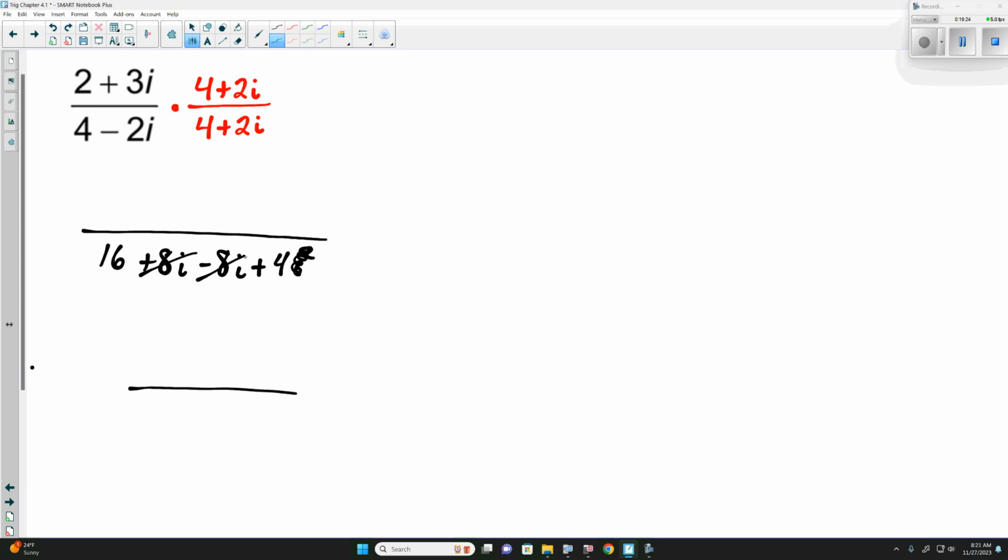Our 8i, negative 8i cancel, and 16 plus 4 is 20. Now we do need to simplify the numerator. 2 times 4 is 8. 2 times 2i is plus 4i. 3i times 4 is plus 12i. And 3i times 2i is plus 6i squared. And as we know, i squared is negative 1. So it's going to turn it from positive 6 to negative 6.